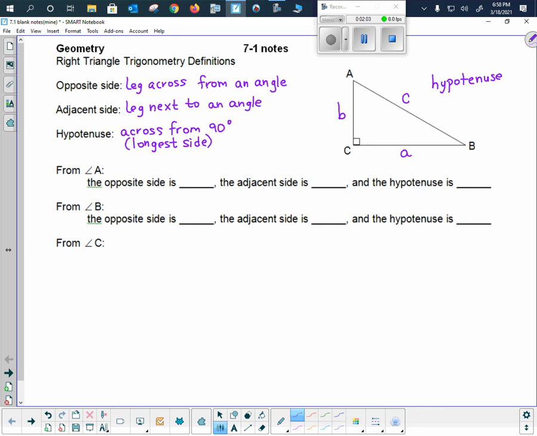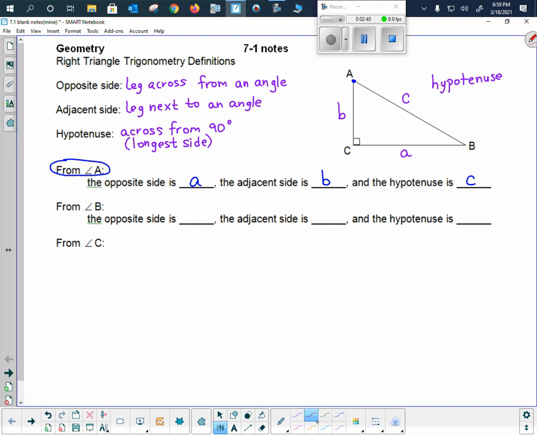Okay, so we'll do a little bit of color coding here. This is all about the angle's perspective. So from angle A, if you're standing here at angle A, then the opposite side is lowercase a. The adjacent side, remember, the only leg that it's next to, it's next to B and C, but C is the hypotenuse. So the only leg that it's next to is B, lowercase b, and the hypotenuse is always side C.